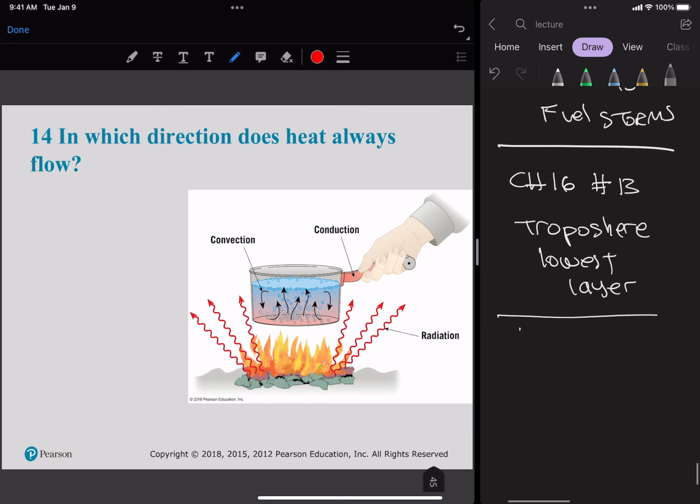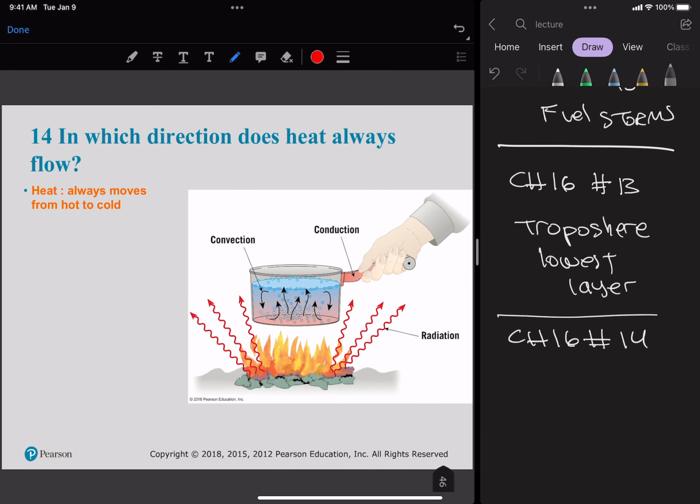Next question, chapter 16, number 14. In which direction does heat always flow? So I mentioned that a little while ago, so here's a review. Whether it's a fluid or a hot piece of metal, or energy from the sun, heat is always going to move in one direction.